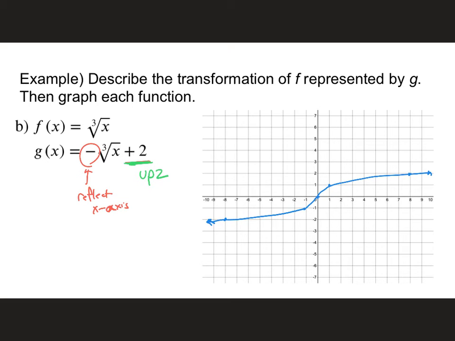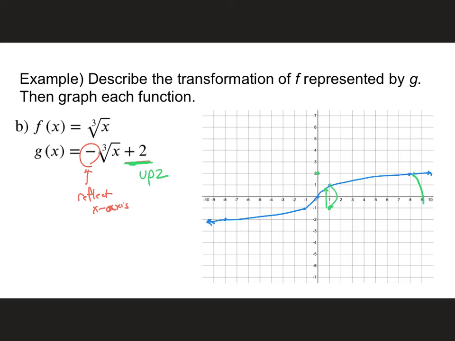Well, the point 0, 0. 0, 0 reflected over the x-axis is still at 0, 0, so it doesn't move. And then I'm going to go up 2 units. So that point is now at the point 0, 2. Okay, what about the point 1, 1? Well, if I reflect the point 1, 1 over the x-axis, it's going to come down here to the point 1, -1. But then I'm going to have to move it up 2 units. So it actually ends up back at the point 1, 1. Interesting.